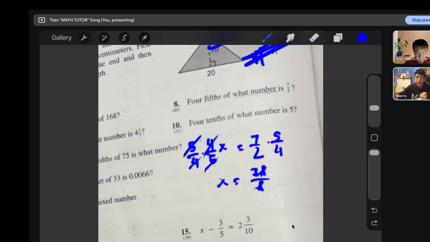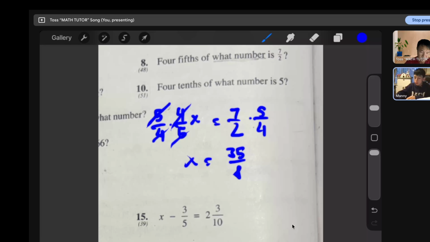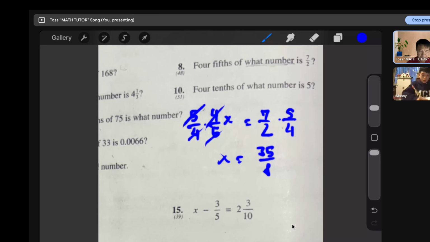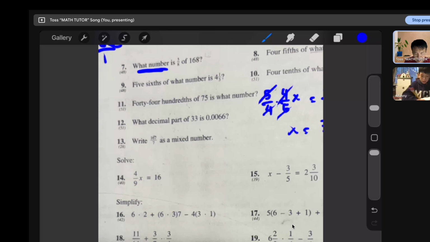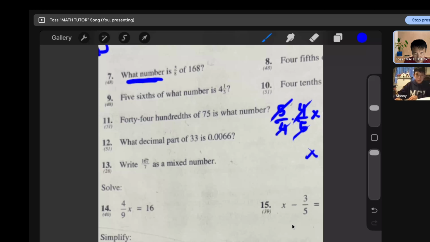Wait, is it 38 eighths or 35 eighths? 35. Thank you. Because I got 35. Yes, okay, good job, good job. All right. That's a mixed number. I think you're good.